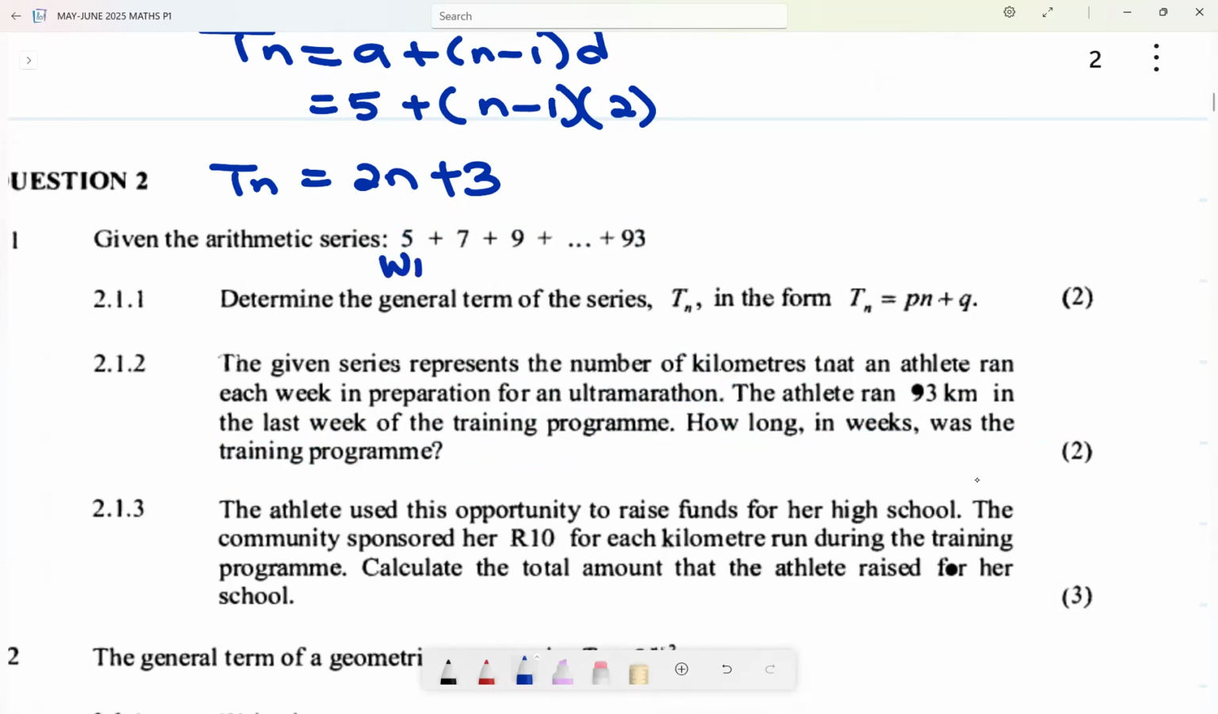So in week 1 he ran 5 kilometers. Week 2 he ran 7 kilometers. In week 3 he ran 9 kilometers. So we want to know, what week did he run 93 kilometers? How long in weeks was the training program? We want to know when was the last week. So how can I do that?